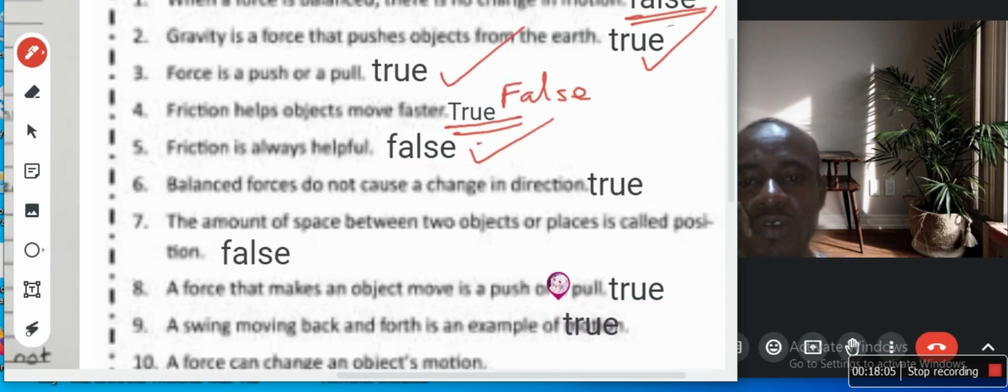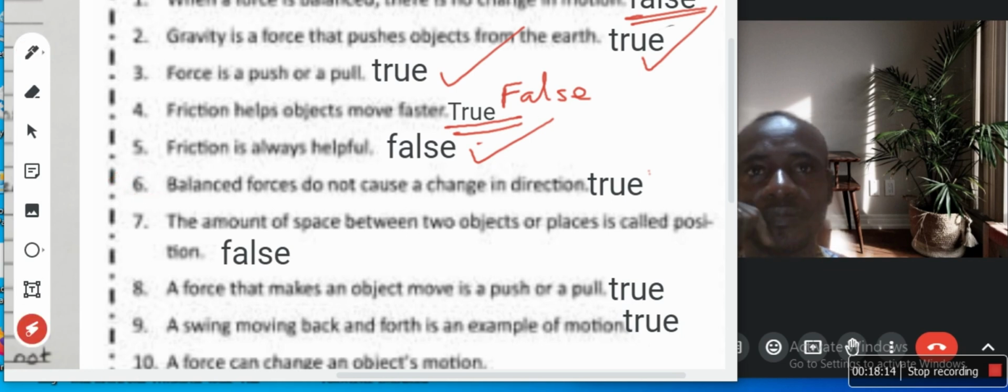Balanced forces do not cause a change in direction. Is it true or false? It's false. I'm reading number 6. True. Balanced forces do not cause a change in direction. False. You're confused? No. Let's be sure. Which number? Number 6. True or false? True. Which one causes a change in direction? Unbalanced force. Unbalanced forces cause a change in direction.